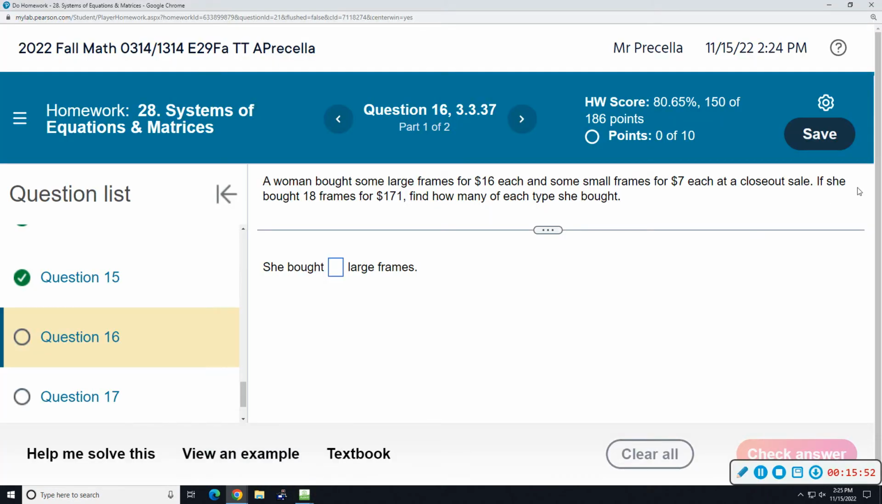Let's keep on reading. Look at that second sentence. If she bought 18 frames for $171, how many of each type? Find how many of each type she bought. So she bought 18 frames. Switch over to my paper.